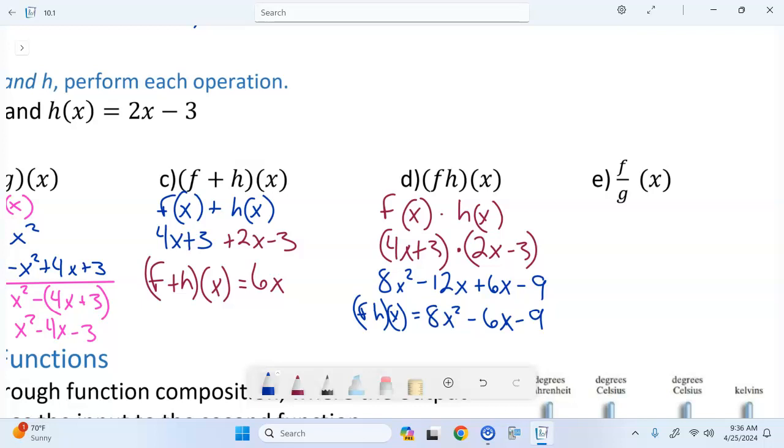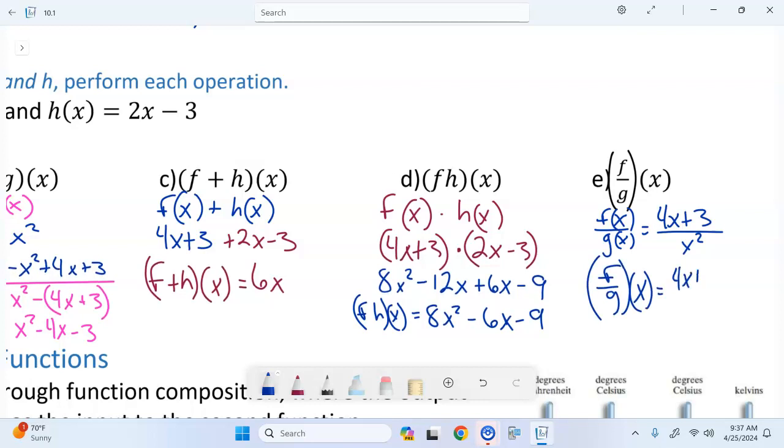All right. What operation is E? Division. Again, there should be parentheses here, but it looked weird, so I forgot to fix it. All right. So we're going to take f of x. What's f of x? f of x divided by g of x. 4x plus 3. What's g of x? x squared. Is there anything that I can simplify there? Nothing we can simplify. So f divided by g of x is 4x plus 3 over x squared. We have our new function.